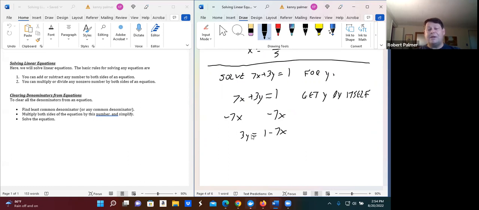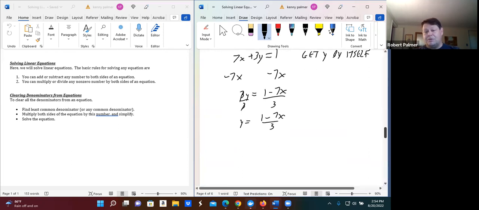Now, once again, we get the y by itself the same way as in the other equations. So divide both sides by 3. And of course, the 3's here cancel out. I have y is equal to, and I can leave it like this, 1 minus 7x over 3. Or, remember, I can break those up into two fractions. So we say or, because it's the same result, just a different way: 1/3 minus 7/3 x.